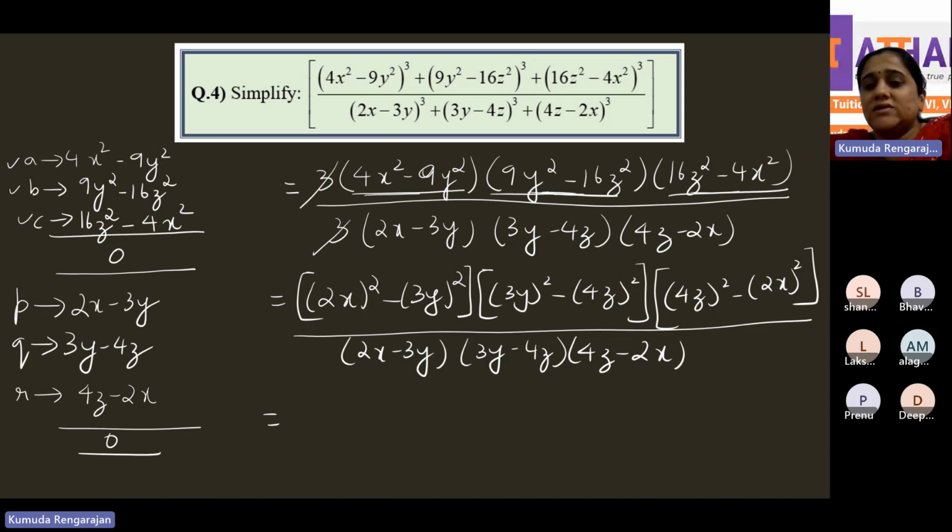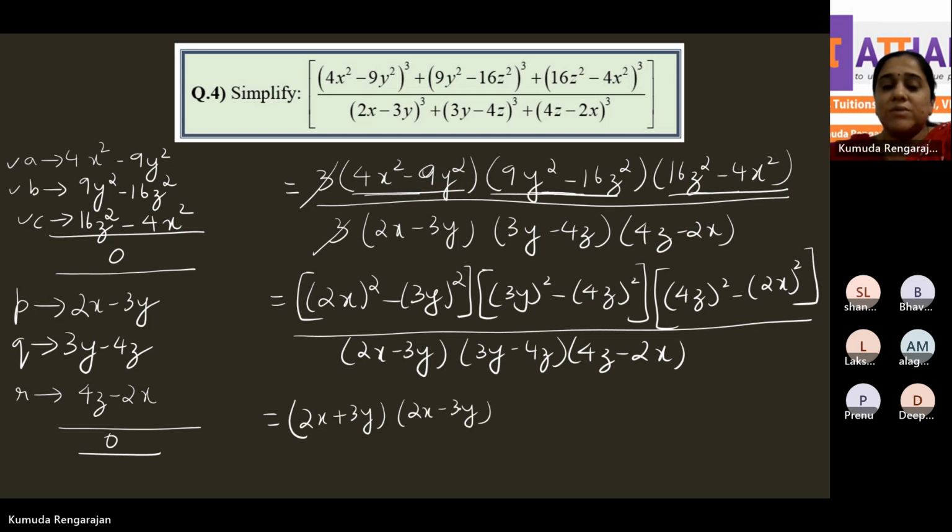So now you should write it like this. You can expand and see what is 4z the whole square. 4z into 4z, 16z square. It should be in this form. Now a square minus b square is a plus b into a minus b. So this is a, and this is square, so this is only a. This 2x is a and 3y is b.